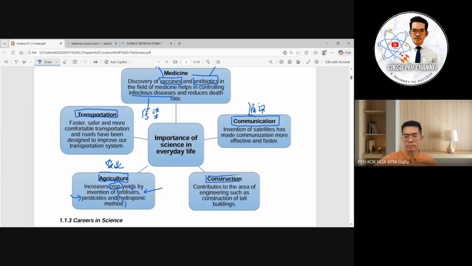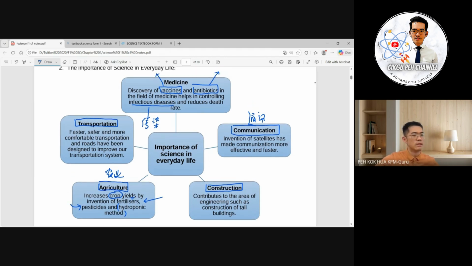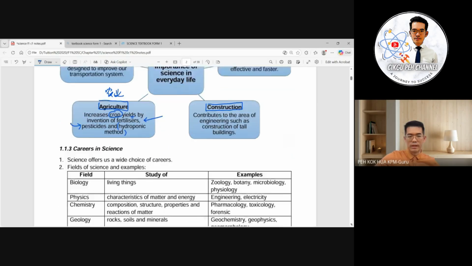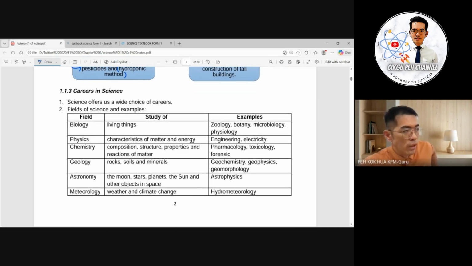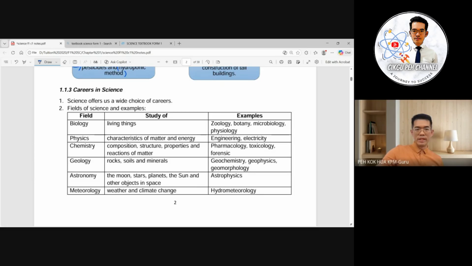Okay, so then the last, construction 是建屋子啊、马路那些。Okay, so contribute to the area of engineering such as construction of tall buildings. Okay, so in total we have 5 different fields in the importance of science in daily life. Okay, straightforward. I'm not going to go into detail. Okay, so we go for the last subtopic for first subtopic, 1.1, we have 3 related subtopics.